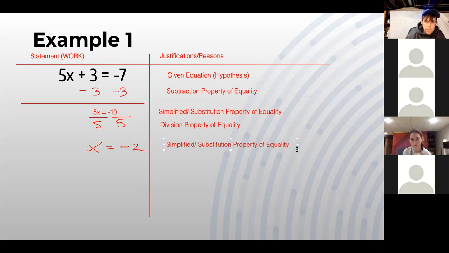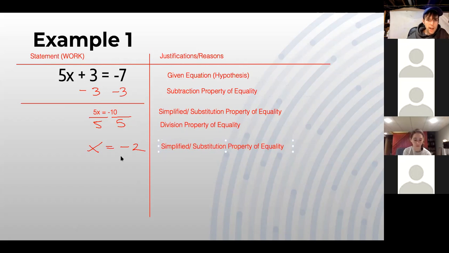I'm not going to be very picky with this. I'm probably going to use both of them here and there. I'm just being really specific right now about what it is. It doesn't matter right this second. You can call it simplified, you can call it substitution property. I just want to make sure we know both of those are options. So there's our answer, and this right here would be our conclusion.